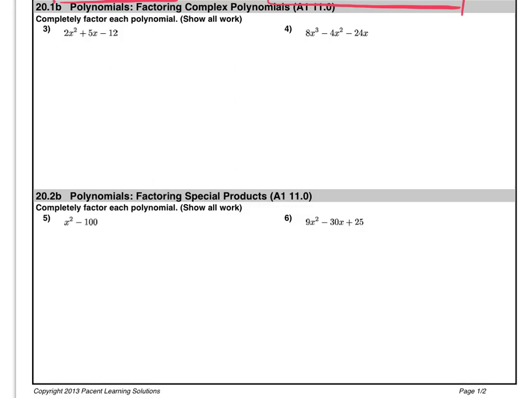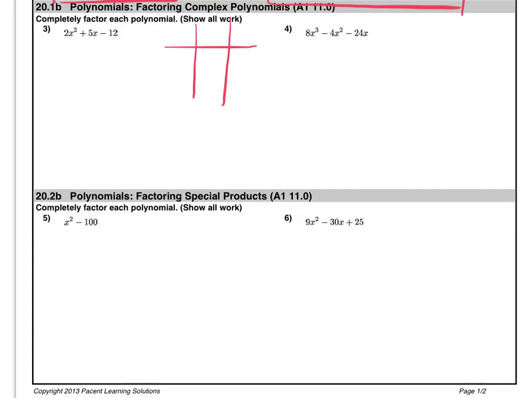Number 3 says factor completely. Now notice that it's not equal to 0, so we're not solving for the roots. We just have to make sure that we factor completely. So if I look at problem number 3, I'm looking to see if I can take it to its primes and see if they have anything in common. Well, there's no x on this third term, so there's not going to be an x to be factored out. And the 5 is prime, so everything is as it is.